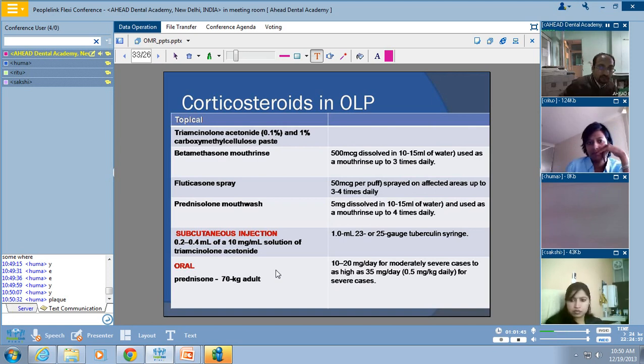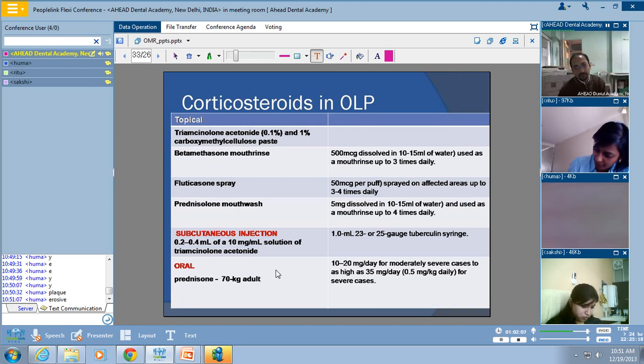Among all these six types of oral lichen planus, in which type is the maximum malignant potential? Which type of lichen planus has got the maximum malignant potential? Correct. It is erosive. Very good. Erosive type of lichen planus has got the maximum malignant potential. What is the malignant potential of lichen planus? By the word malignant potential, I actually mean, is it 1 to 2%, 4 to 6%, 10%, 30%, 50%?